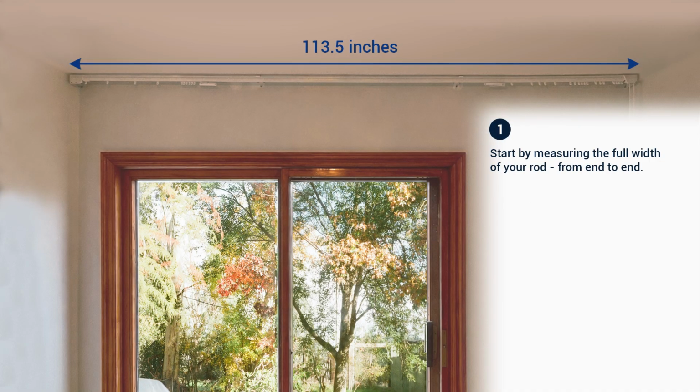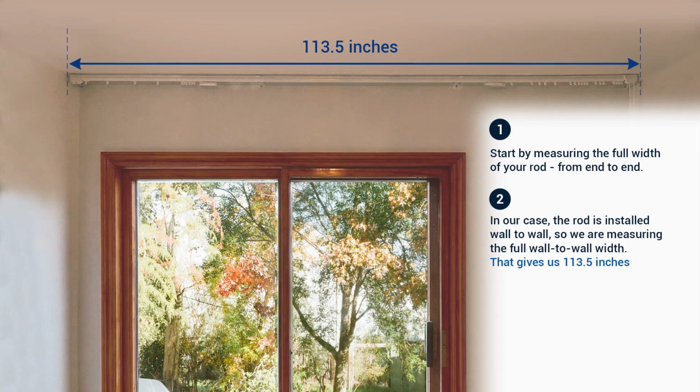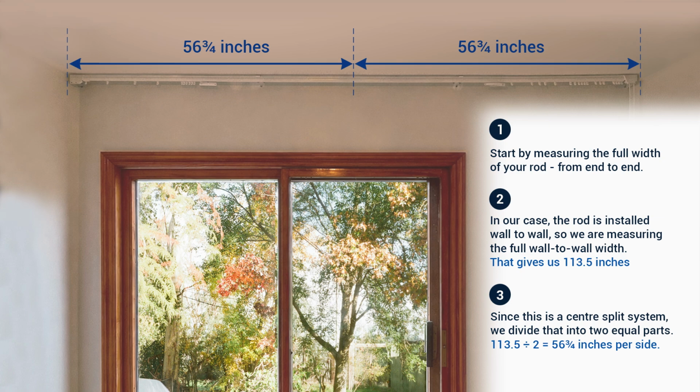Start by measuring the full width of your rod from end to end. In our case, the rod is installed wall to wall, so we are measuring the full wall to wall width. That gives us 113.5 inches. Since this is a center split system, we divide that into two equal parts. 113.5 divided by 2 equals 56 3/4 inches per side.